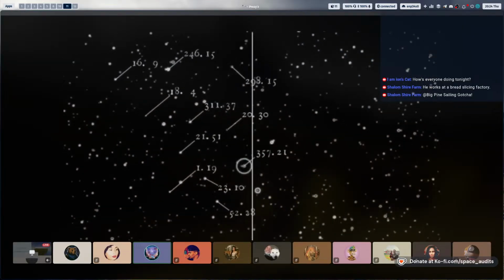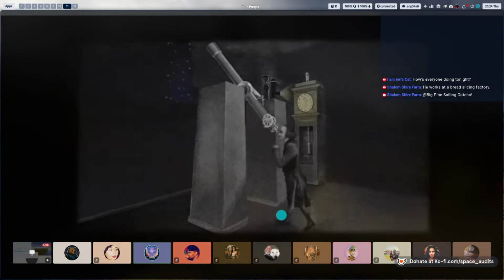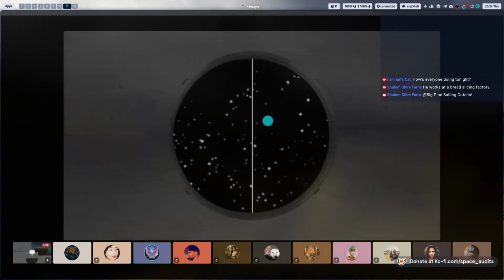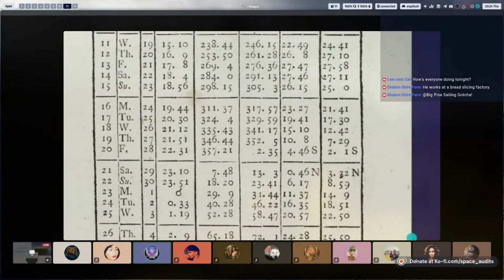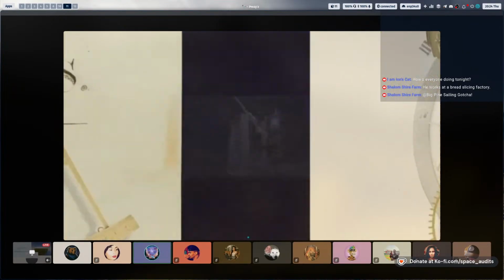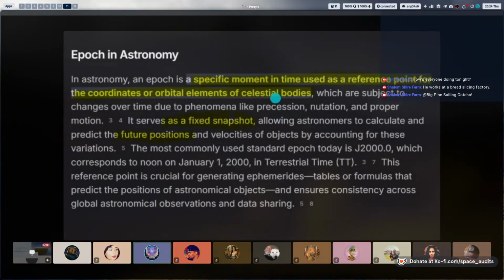Now, when we talk about Stellarium specifically, we always say it's just a reference point to the first cusp of Aries, and we add 15 degrees per hour. This is a visual representation of what that looks like. You're referencing a position of a star, but as this is spinning, you've got to know where the 0 point is. Where do you start? The first cusp of Aries is a known epoch. An epoch in astronomy is just a specific moment that you use as a reference point for coordinates like orbital elements. It's a fixed snapshot allowing us to calculate positions based on that.